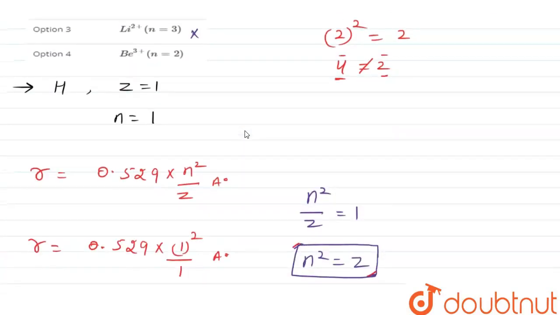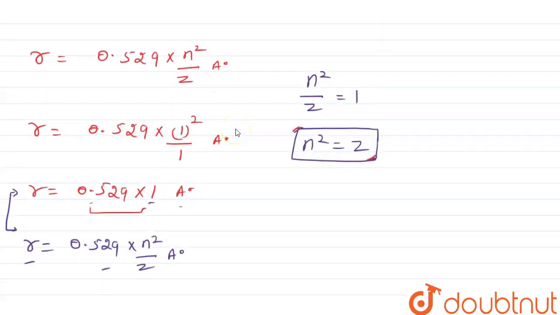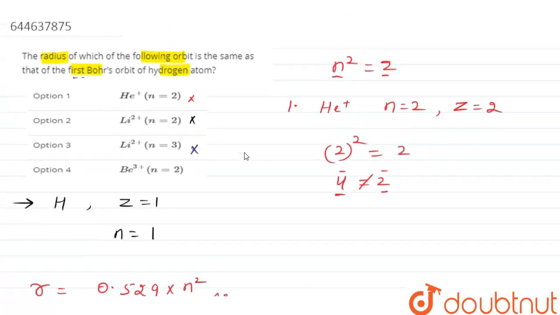If n square is equal to Z, then we can say that the radius is equal to this desired radius. That means option 4 should be our answer, because in option 4 we get n square equals Z. That means this radius is equal to our given radius which we calculated initially. So option number 4 should be our answer.